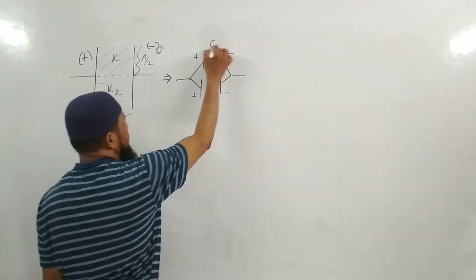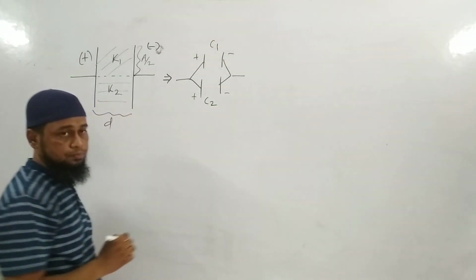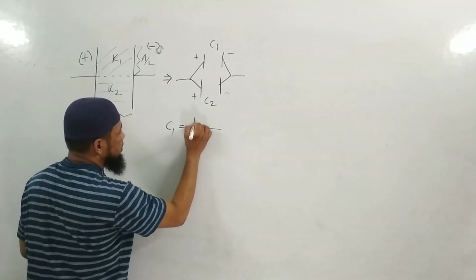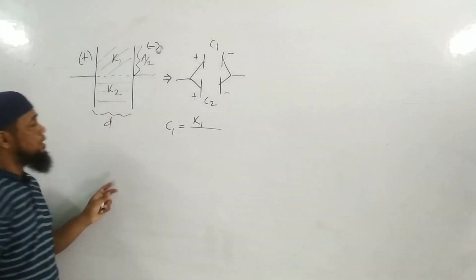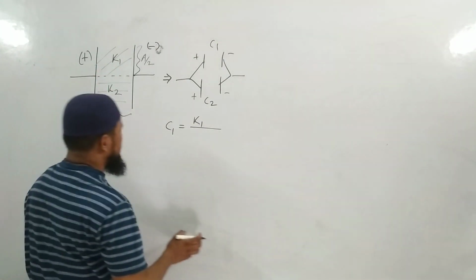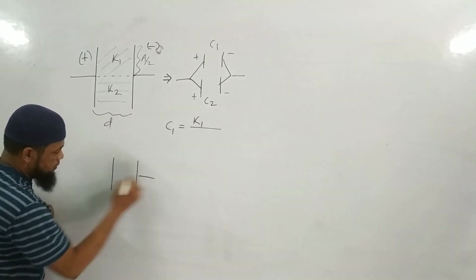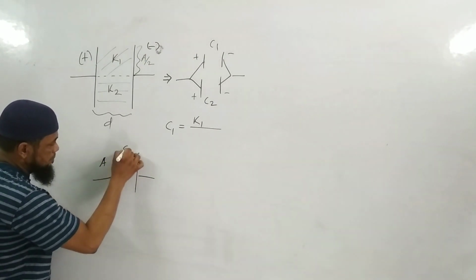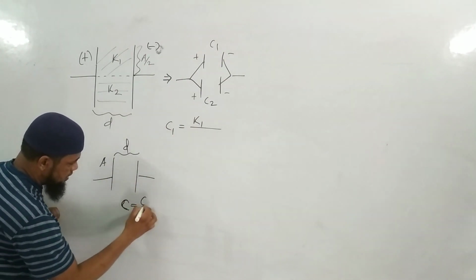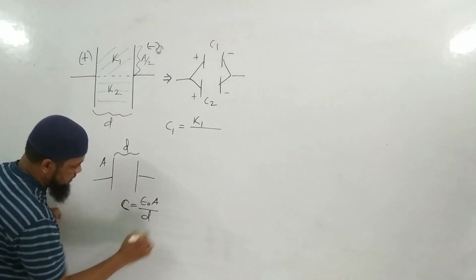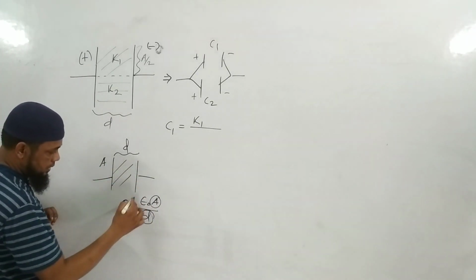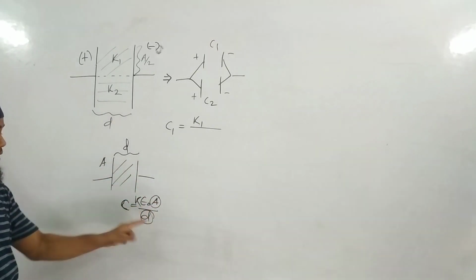Suppose this is C1, this is C2. Then how much will C1 become? C1 will become K1 times, why? Because the dielectric medium is K1. Let me again remind you: plate area A, separation D, medium vacuum, then capacitance is epsilon naught A divided by D. If there is a medium, then a K will come: K epsilon naught A by D.